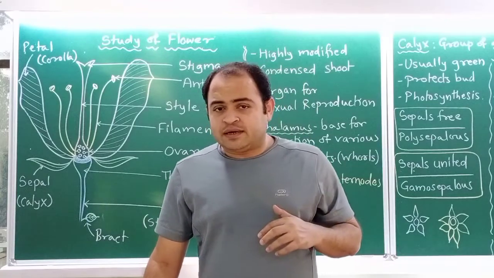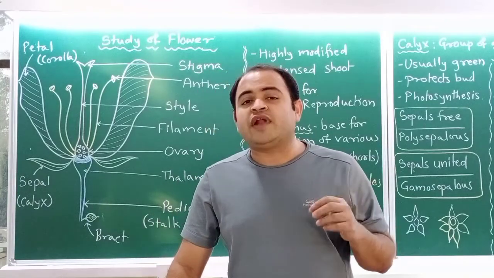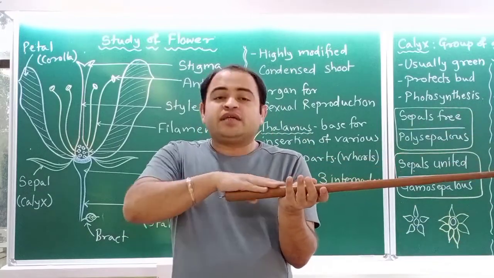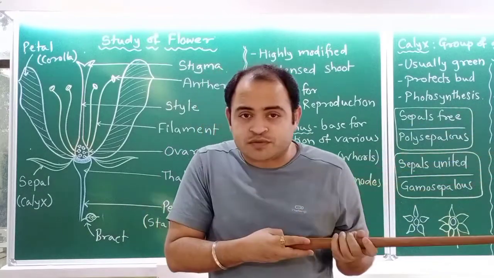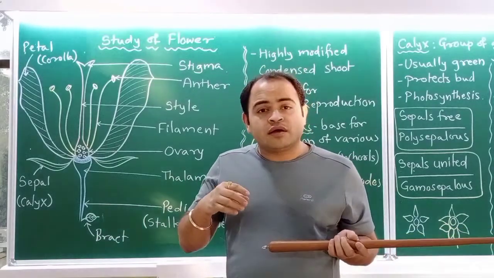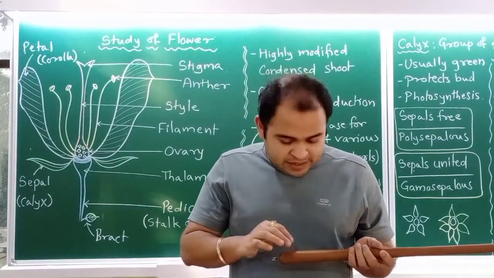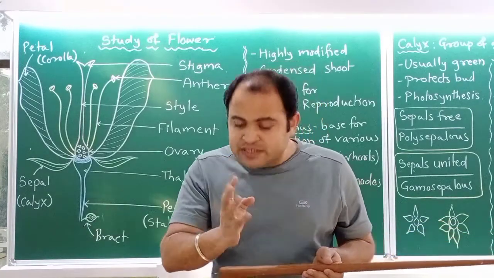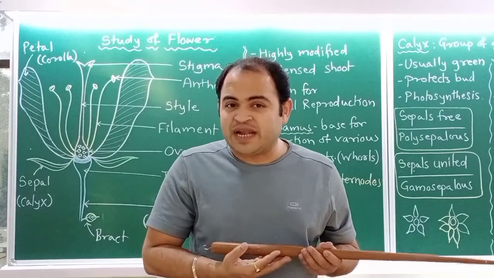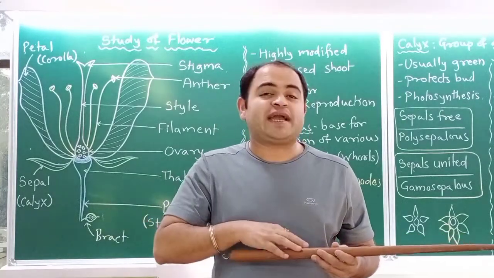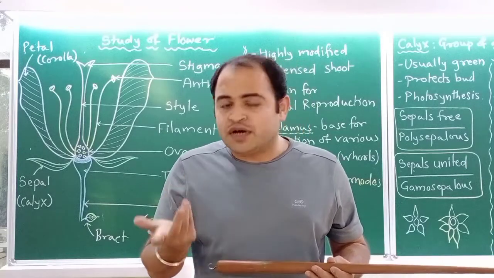in the initial stage, when a flower is present in the bud condition, suppose this is bud, then there should be some outer protection. So that outer protection is always provided by calyx. Then the petals, which actually jacket the sex organs, male and female, that is Androsium and Gynosium. So that particular jacket is mostly colorful.